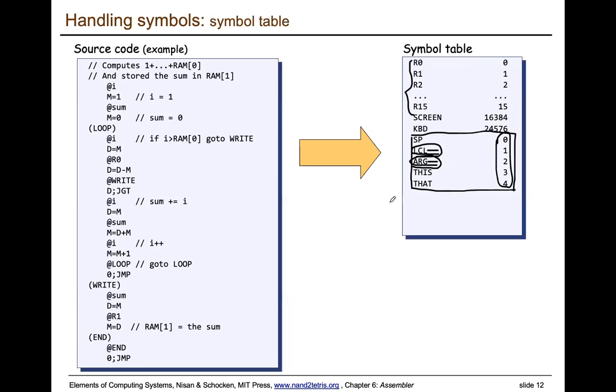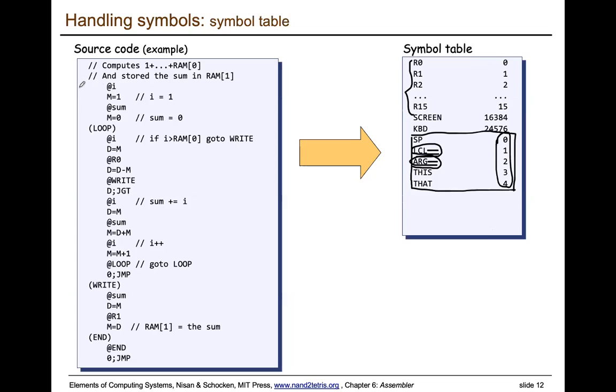Now the next portion: the symbol table has already been created. Then the assembler will do the first pass. What is the first pass?